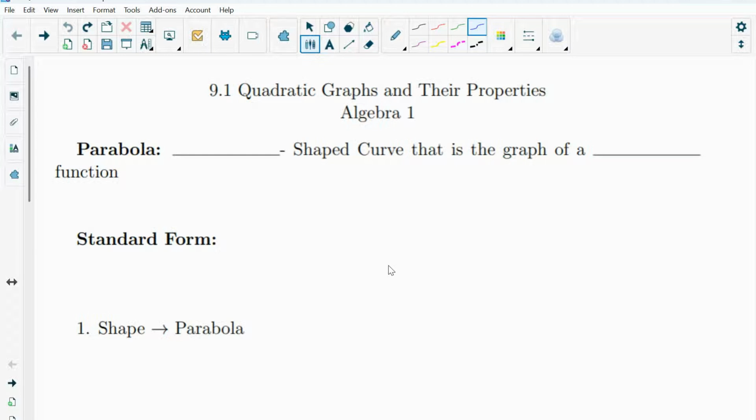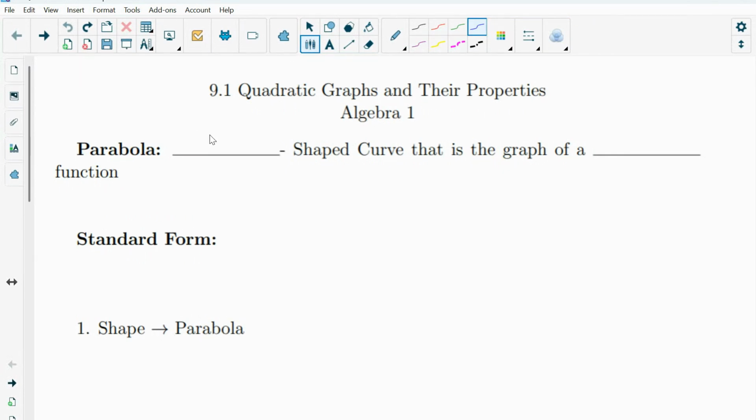Graphs and their properties. So last chapter, we did a lot of factoring. So we've already worked with quadratics quite a bit. Now today, we are going to focus on their graphs and the properties that go with them. So a quadratic graph is called a parabola.